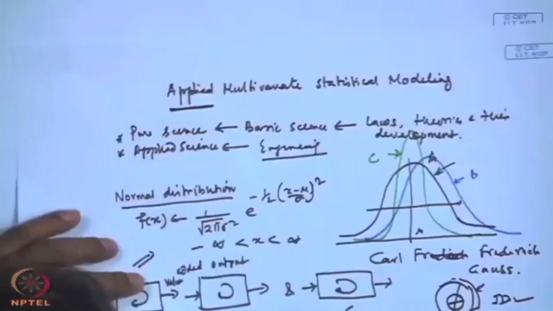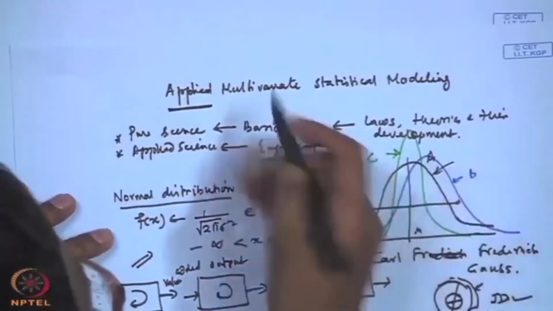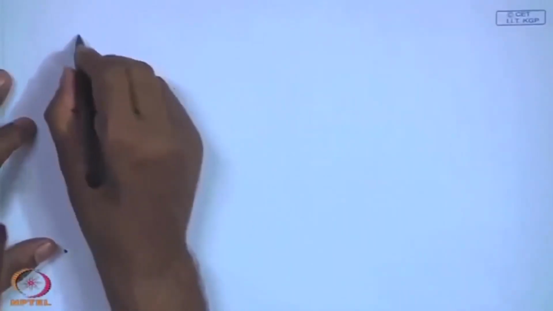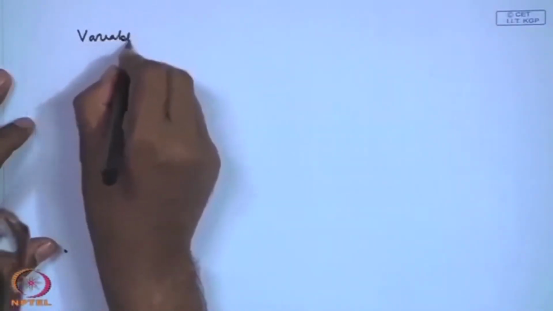Now come to the second word, which is multivariate. In order to understand multivariate, you have to understand what a variable is.